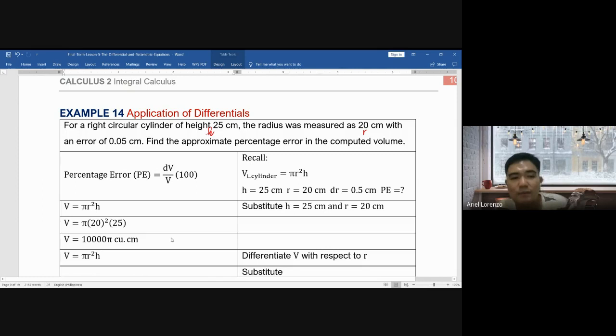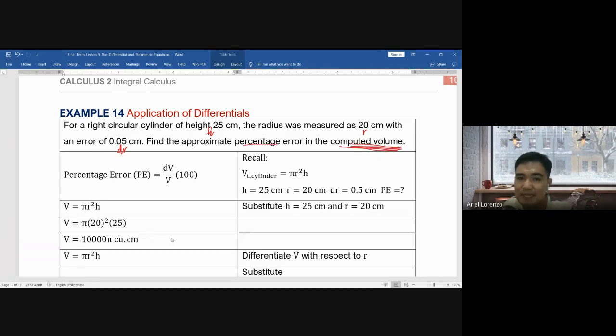Class, ano tong 0.05? Is that the error in the height or error in the radius? By the way, in problem solving, dapat magaling kayo sa comprehension, ha? Okay. So what is that 0.05 there? Is that the error in the radius or error in the cylinder? Okay, sa radius. So the radius was measured as 20 with an error of 0.05. So that is your dr. Find the approximate percentage error, again, in the computed volume.